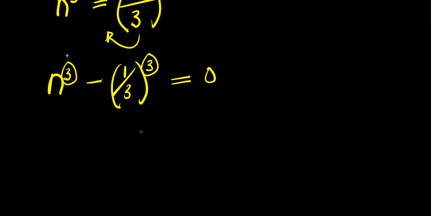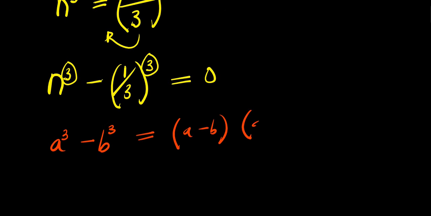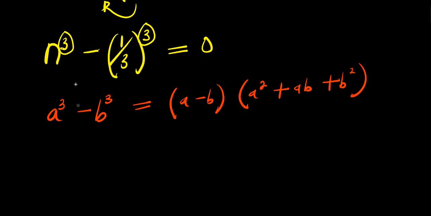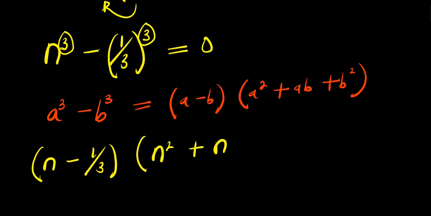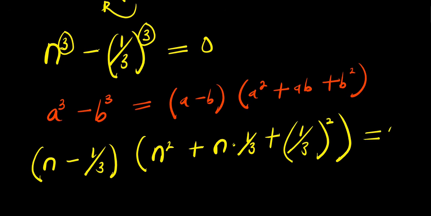So let's expand this using this identity. If you have a power 3 minus b power 3, this equals a minus b times a squared plus ab plus b squared. And our a is n, while b is 1 over 3. So I'm going to have n minus 1 over 3 times this is n squared plus n times 1 over 3 plus 1 over 3 to the power of 2, and this equals 0.